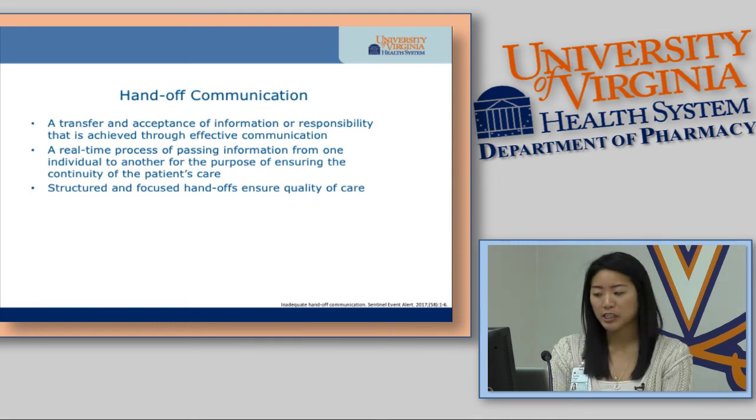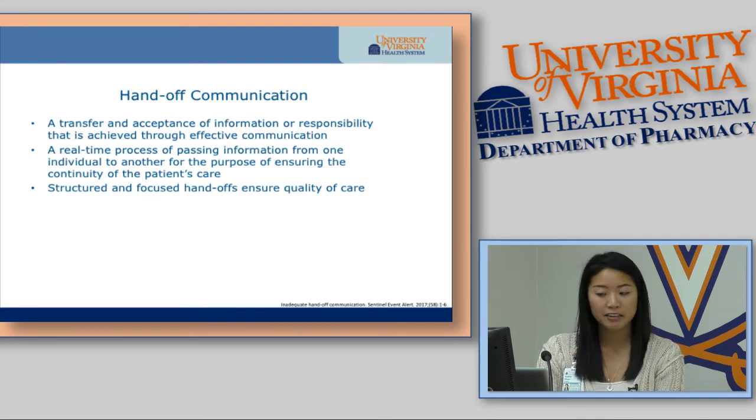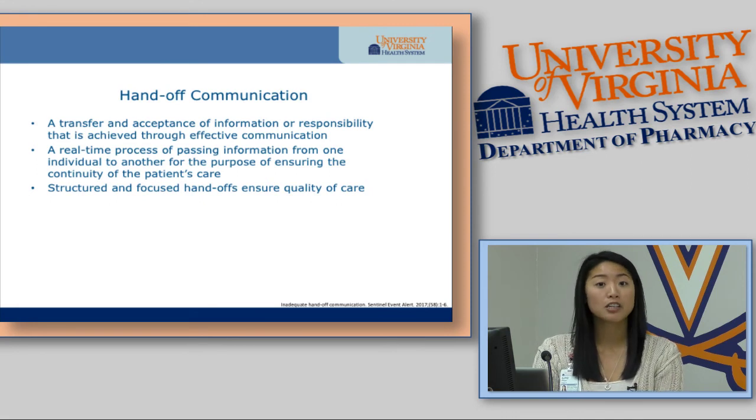And like you saw in the picture before, the problem of poor handoff communication is compounded by the high frequency of handoffs. Like I said before, in a four-day stay, a patient can interact with at least 50 different professionals. And so their information is constantly being handed off, and information is constantly being added to this chain of information.